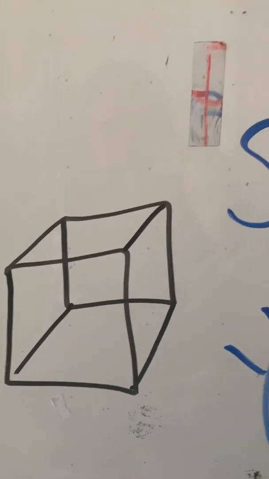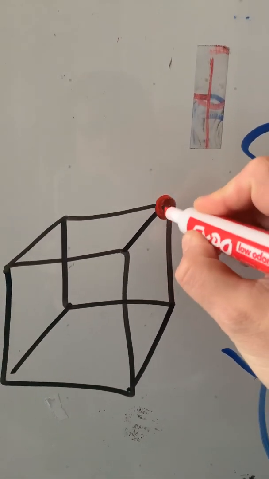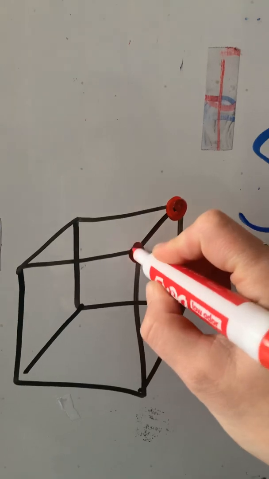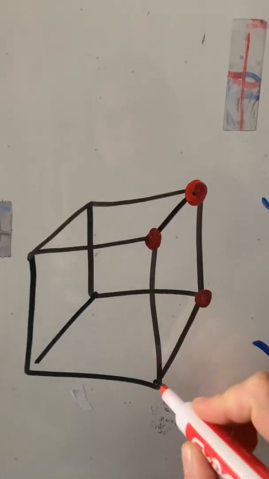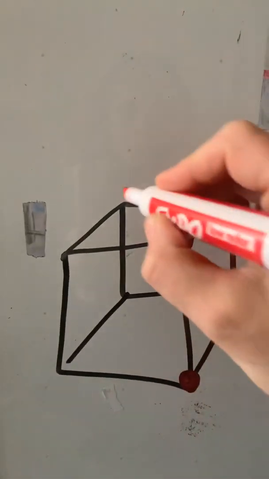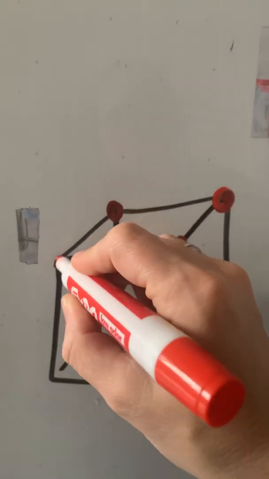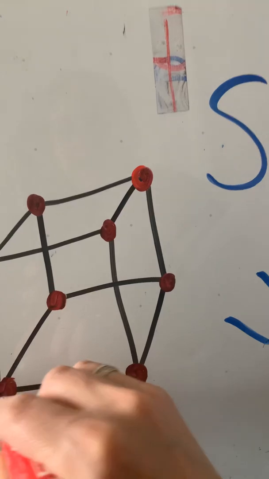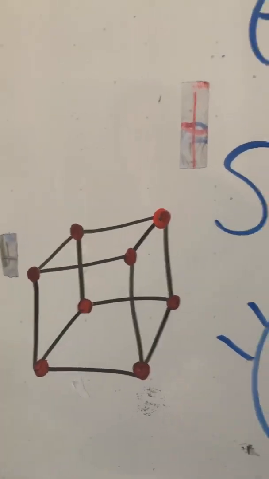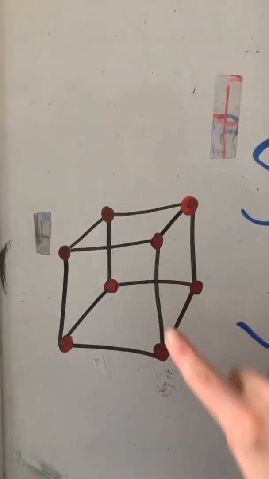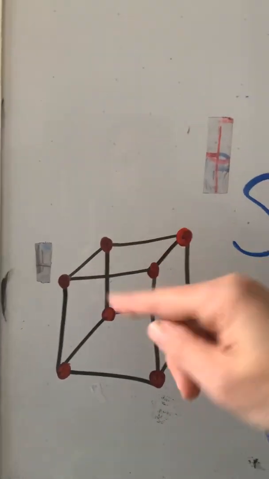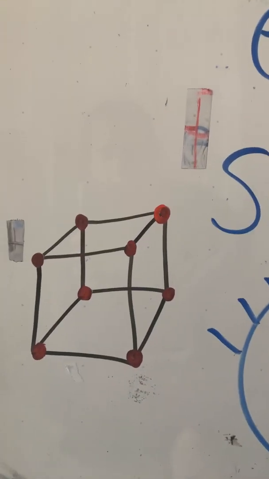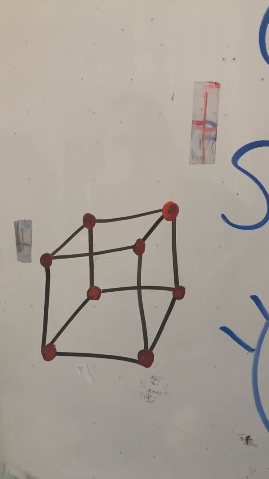So let's count the points in a cube. There's 1, 2, 3, 4, 5, 6, 7, 8. So there's 8 on a cube. Okay, so again, those vertices are when the lines connect. It's kind of like the corner, like a corner of a room. When they connect, those are those vertices, also known as points.